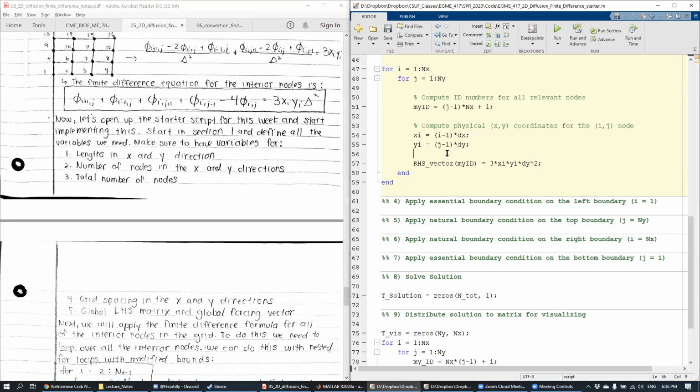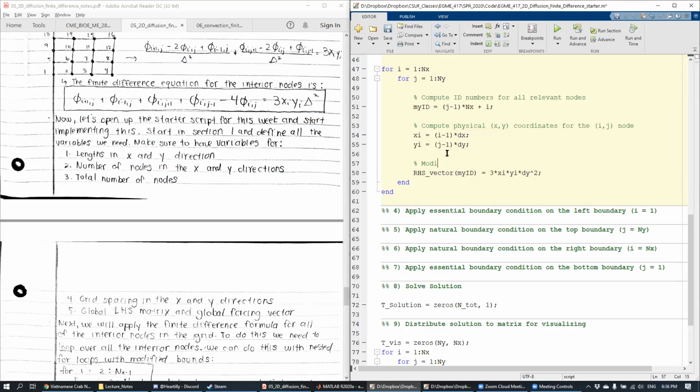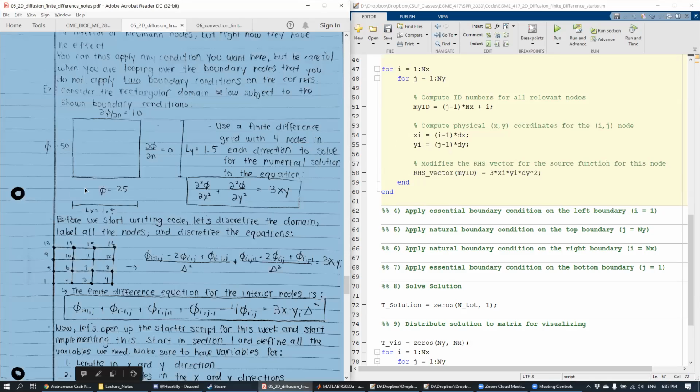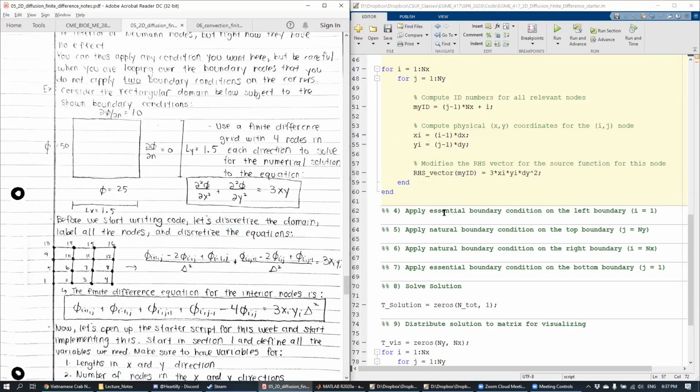All right, and so this line of code right here modifies the right-hand side vector for the forcing function or the source function for this node. Okay. And so that takes care of this right here, okay? And so all of the finite difference equations and all of the forcing functions or the source functions are taken care of. And so now what we need to do is write the code to take care of the boundary conditions, okay?